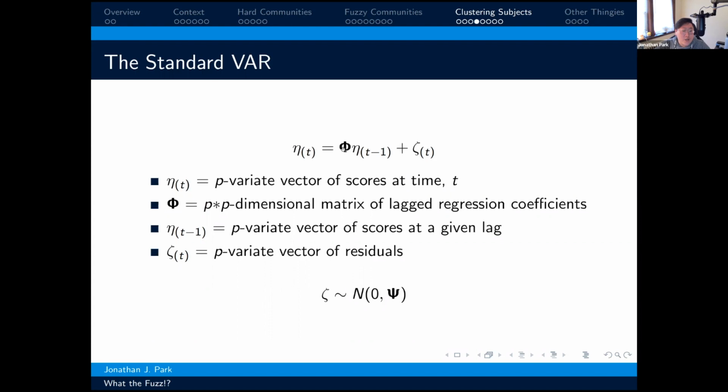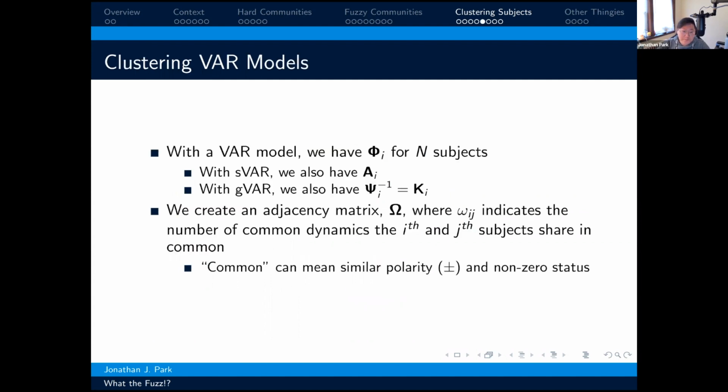Relevant for our discussion is the phi matrix, which is the matrix of basically the dynamics, what is happening as you are going over time. When we cluster VAR models, generally we're going to use the phi matrix because that contains the dynamics that are occurring. And then with graphical VAR, if you're familiar with GIMME, we use the A matrix as well, which is the matrix of contemporaneous effects.